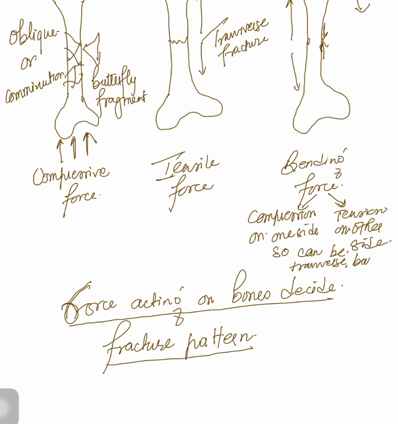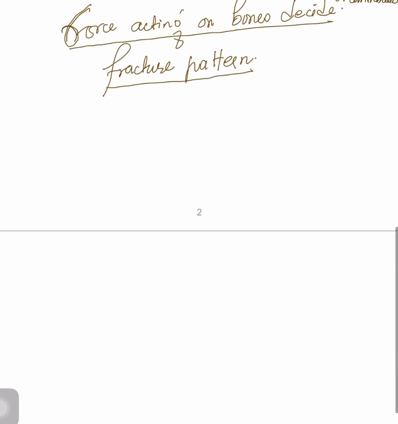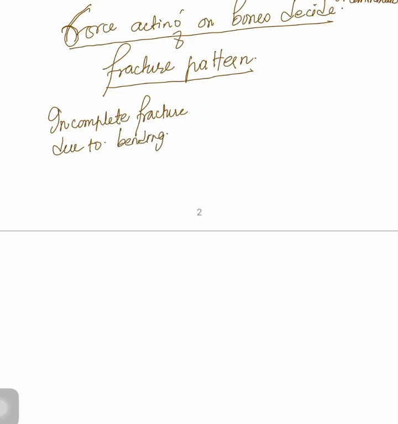In a pediatric bone, there is a thick periosteum, so the force transmitted is absorbed by the periosteum, and the fracture pattern that can occur in a pediatric long bone can be incomplete. So let's jump into this incomplete fracture pattern created when a bending force is applied to a skeletally immature bone, or a bone that is flexible.